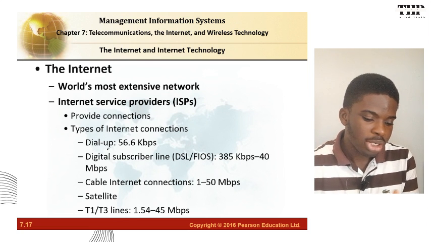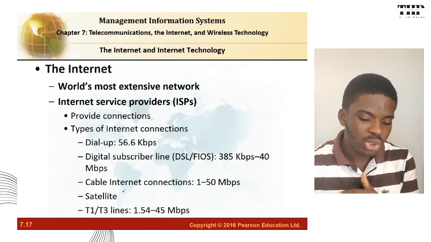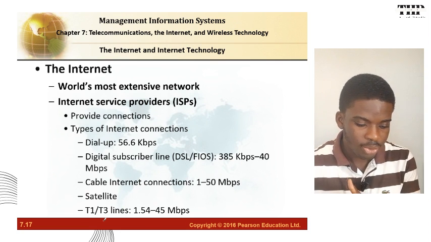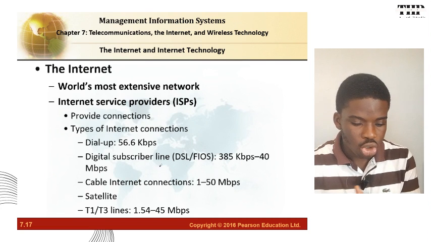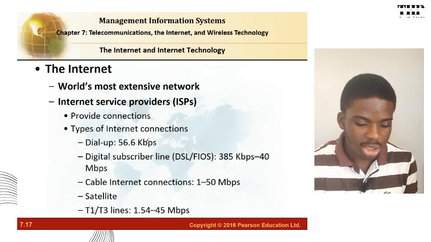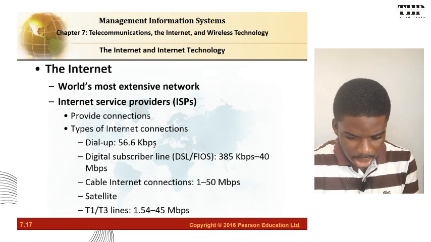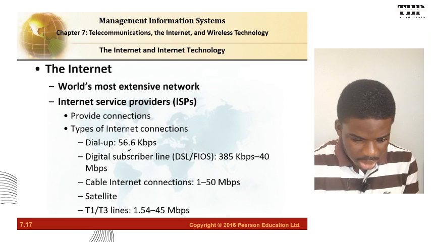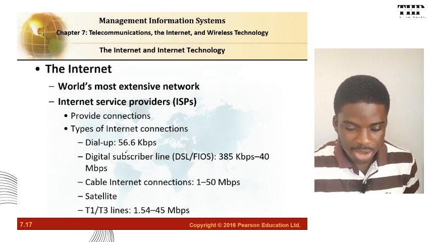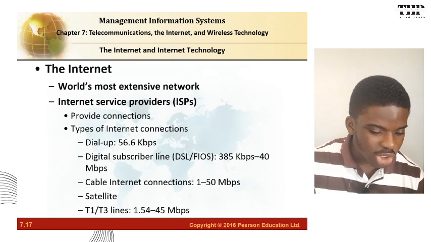There's dial-up, there's the digital subscriber line, the DSL. Then you have what? Cable internet connections. And you have satellite. T1, T3 lines, right? So remember we are talking about network speed. Talk about bps, bits per second. Right? So the dial-up is 56.6 kilobits per second. I think that's the speed with dial-up. That's not very good, right?